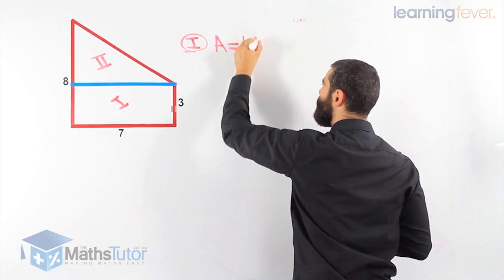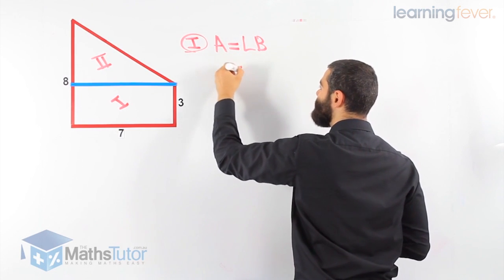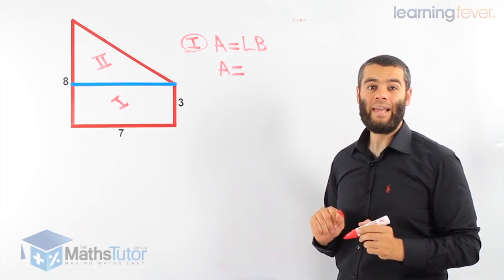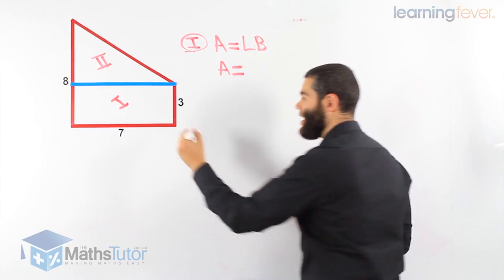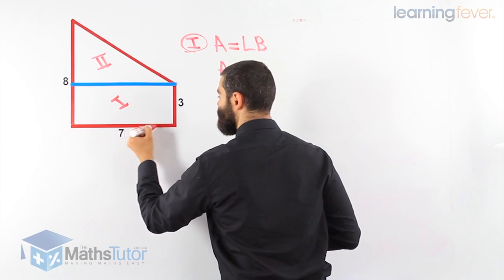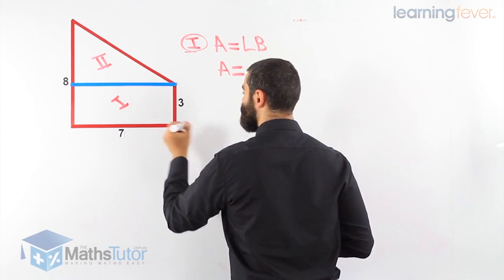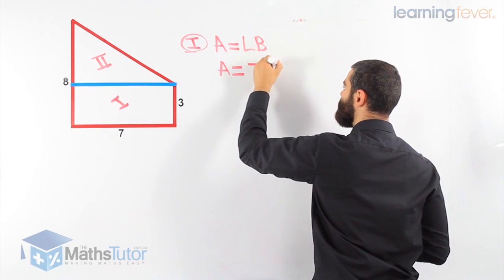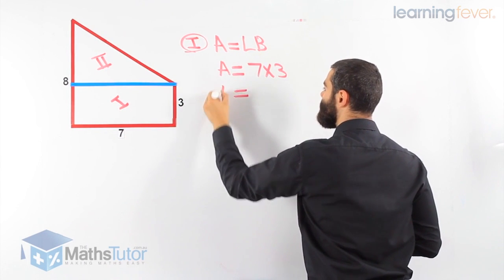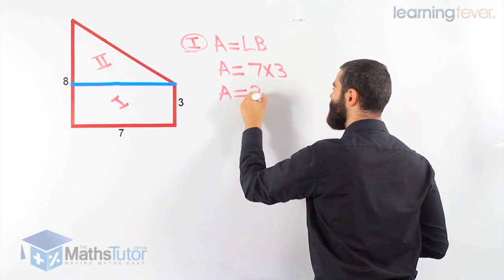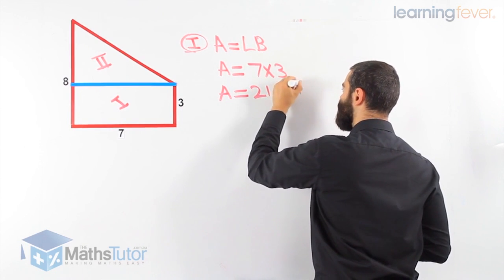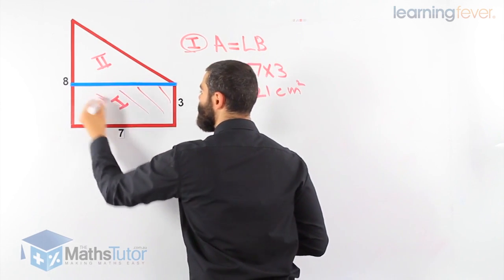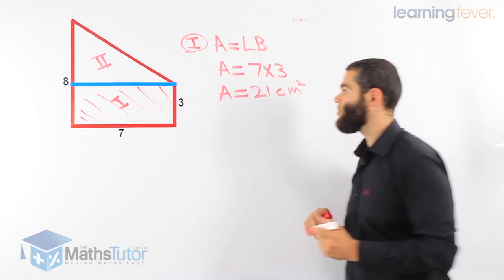What's the formula? LB. Remember, always memorize the formula. LB: length times breadth. The length is the long side and the breadth is the short side. So 7 times 3. So the area of the rectangle is 21 square centimeters. Now that's completed. The area of the rectangle here has been finished.